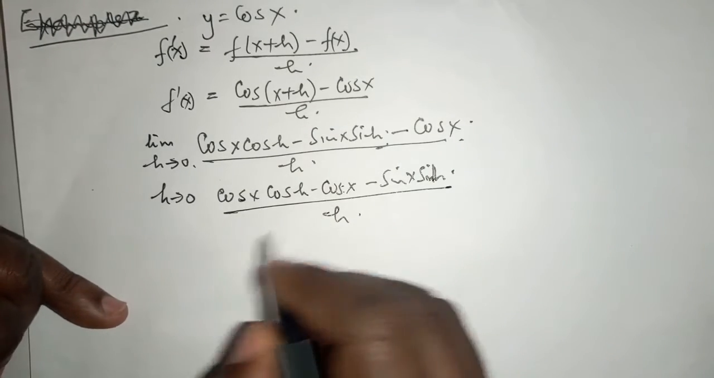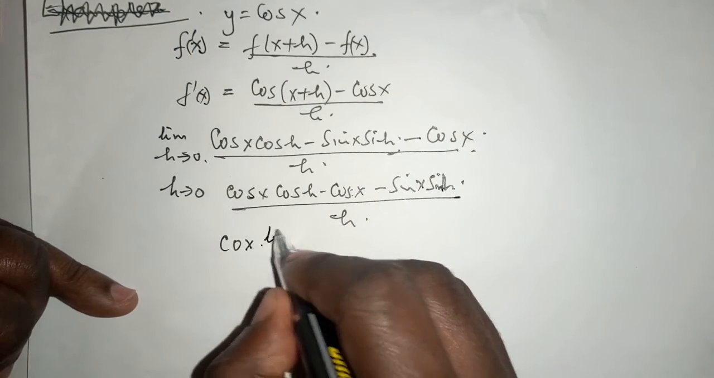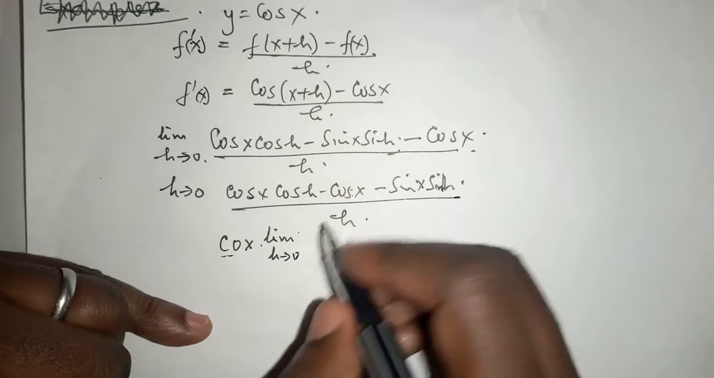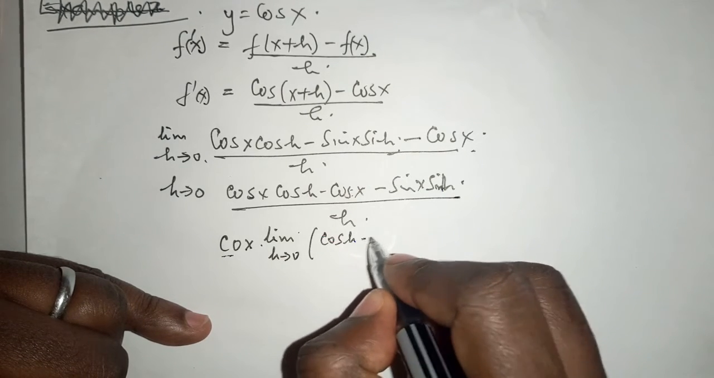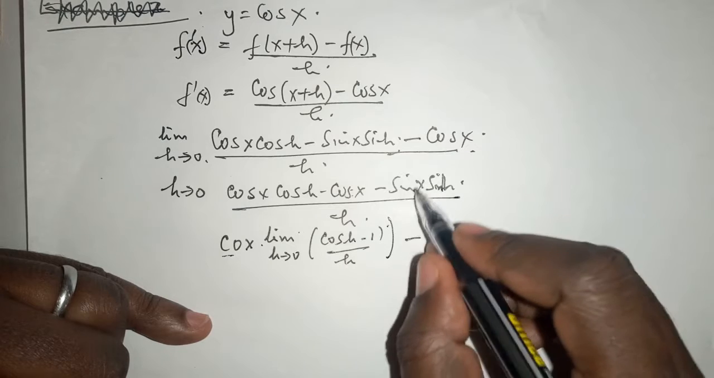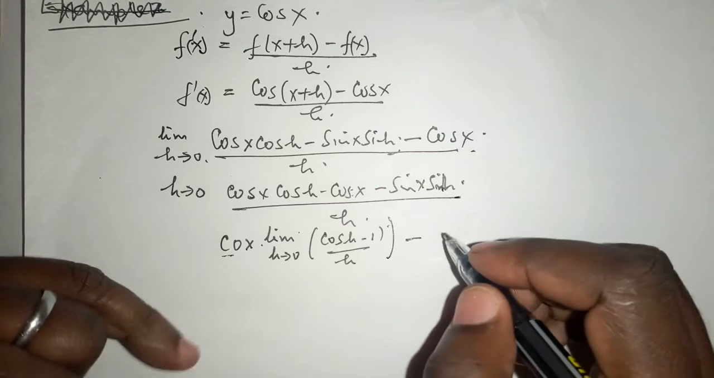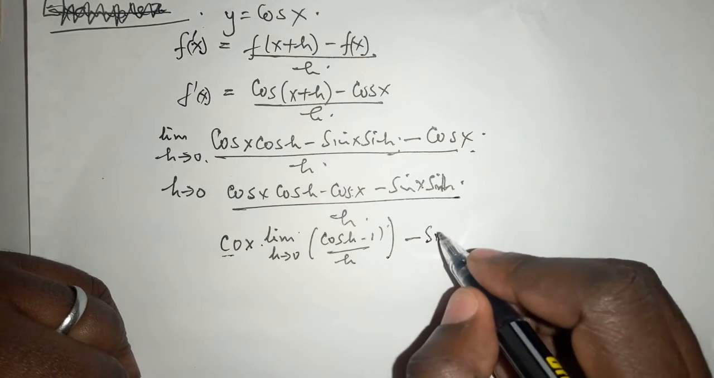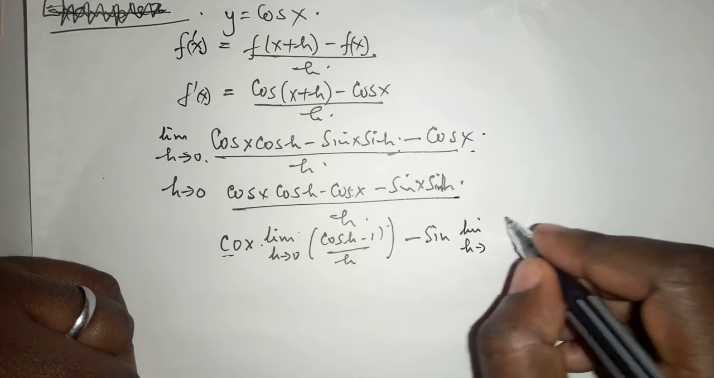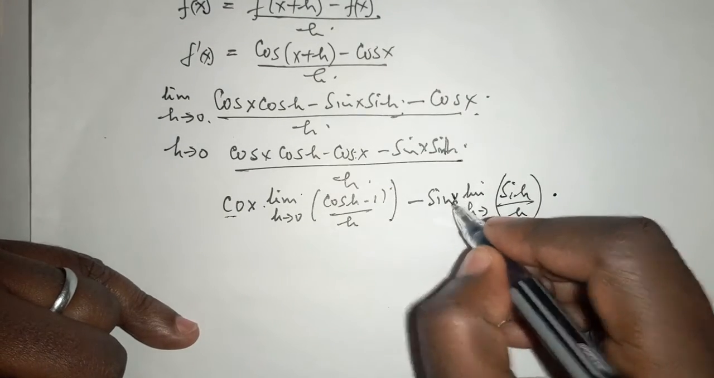You can see the cosine of x is common, and therefore it's not affected by the limit as h approaches 0. So now we can take cosine x outside and have our limit affect just what it can affect. So the cosine of h minus 1 all over h, minus the sine of x, which is not affected by the limiting h, times the limit of the sine of h over h.